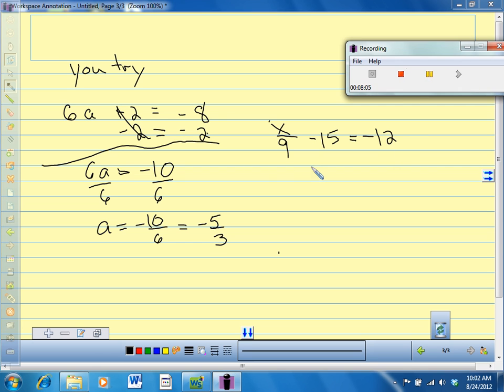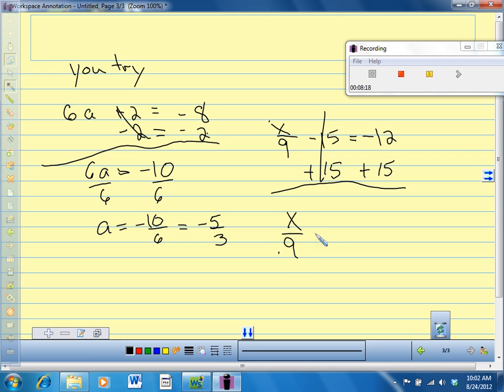Morgan added 15 to both sides, and Morgan knows that when you add a negative and a positive, you take the sign of the larger number, right? So she gets x over 9, and you subtract, okay? So 15 plus negative 12 makes positive 3. And then you multiply, and if you didn't know that, use your calculator, okay? And then you get x equals 27, all right?